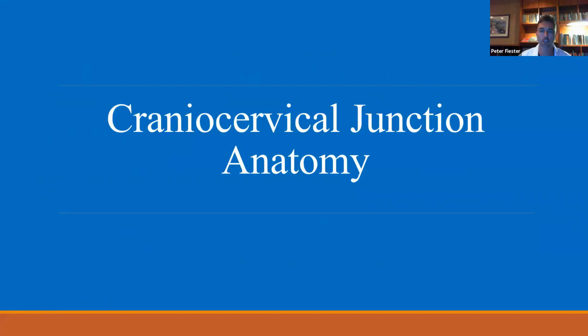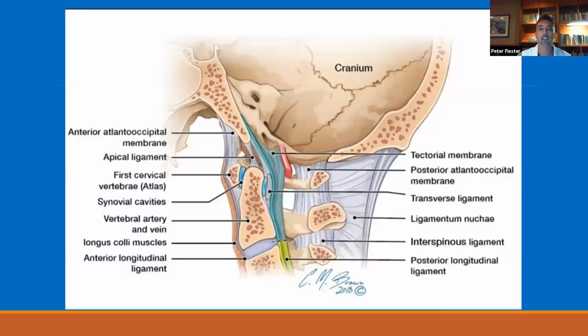So any talk on the craniocervical junction, you have to begin with anatomy. And Dr. Baj, you said it on Twitter a few weeks ago, where you said the craniocervical junction is some bone, but mostly ligaments. That was the most accurate description of the craniocervical junction I've ever heard. It's very true, and I agree with you 100%. So you have to really know these ligaments.